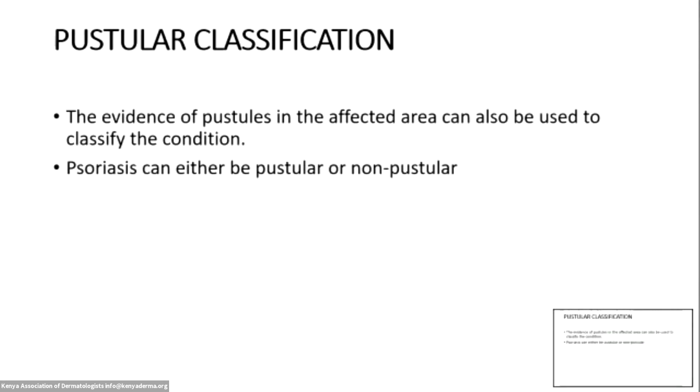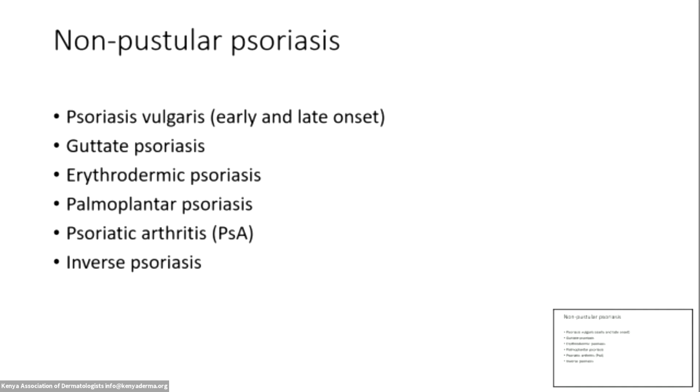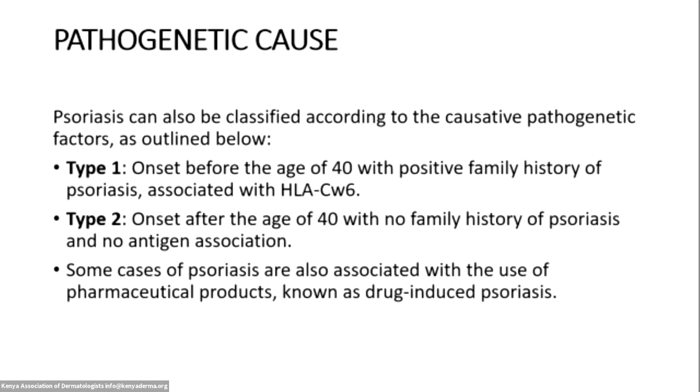Another one to classify is based on pustular classification. This is the evidence of pustules, so it can either be classified as pustular or non-pustular. So my senior colleague, Dr. Kipena, will take us today over pustular psoriasis, so I'll just mention in passing. So pustular psoriasis can either be generalized or localized, and can also have a form called impetigo herpetiformis. Non-pustular, again, a repetition of the ones we saw before in terms of morphology, basically psoriasis that doesn't have evidence of pustules.